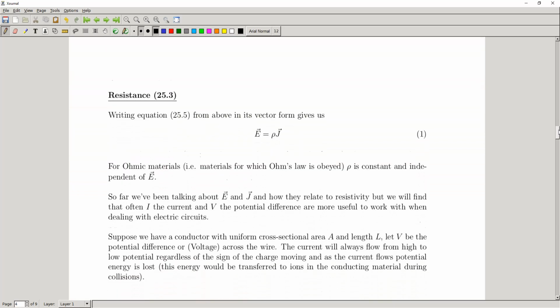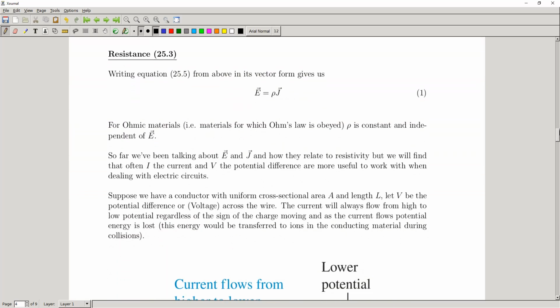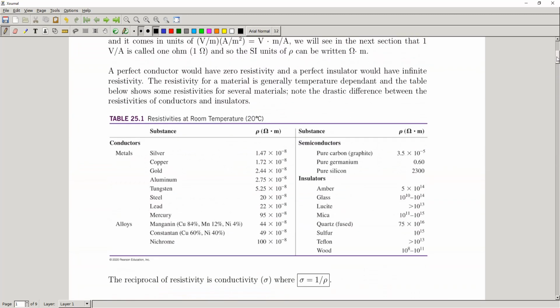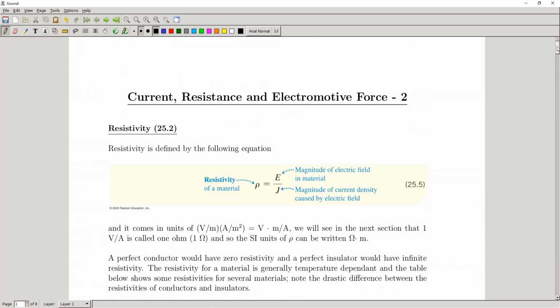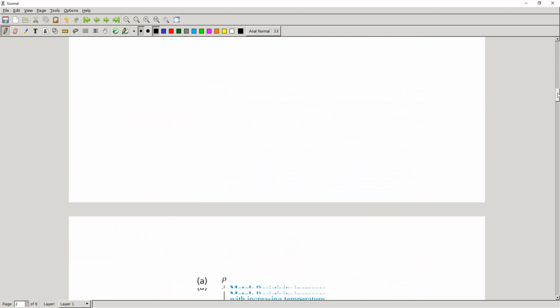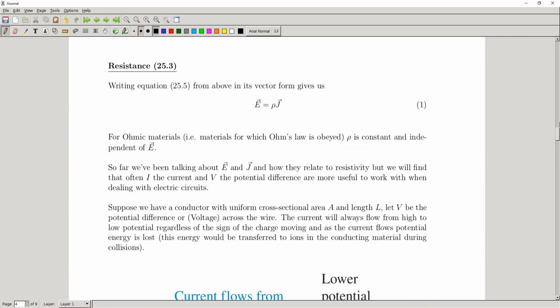Now we're going to move on to section 25.3. In section 25.3, we're taking these ideas of resistivity and just upgrading it to resistance. Okay, so if we look back at equation 25.5, which was the first equation we had in our slides, I'm just going to write it down in its vector form here because I want to have it written down if we need to refer to it later. We have this expression here. I've rearranged it and made our electric field and our current density into vectors.